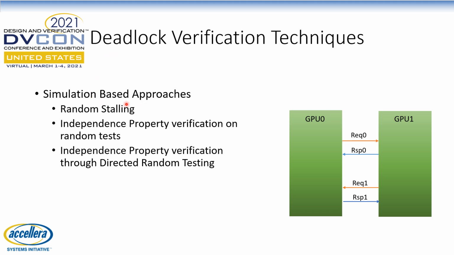Moving on to simulation-based approaches for deadlock verification. A technique that is used very commonly is random stalling. So in the example that I explained before, in order to hit that deadlock, what we would do in random stalling is start stalling these interfaces one at a time, and hope that the random stimulus will drive this test to a state of deadlock. While stalling does help in finding some deadlock cases, it's not sufficient.